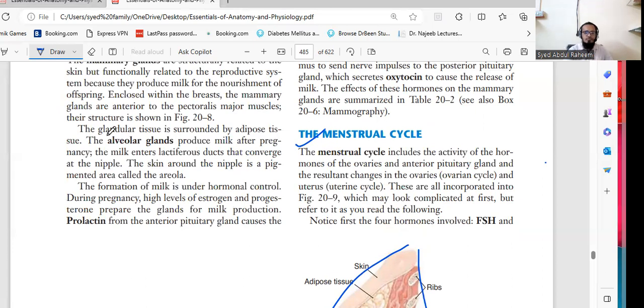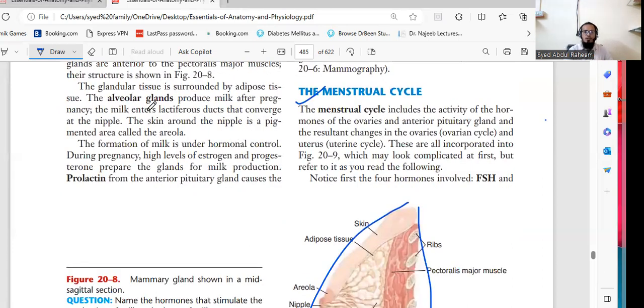The glandular tissue is surrounded by adipose tissue. The alveolar glands produce milk after pregnancy. The milk enters the lactiferous duct that converges at the nipple. The skin around the nipple is a pigmented area called the areola.